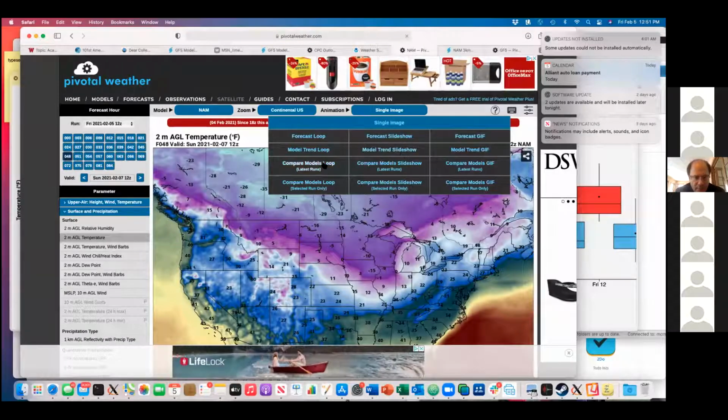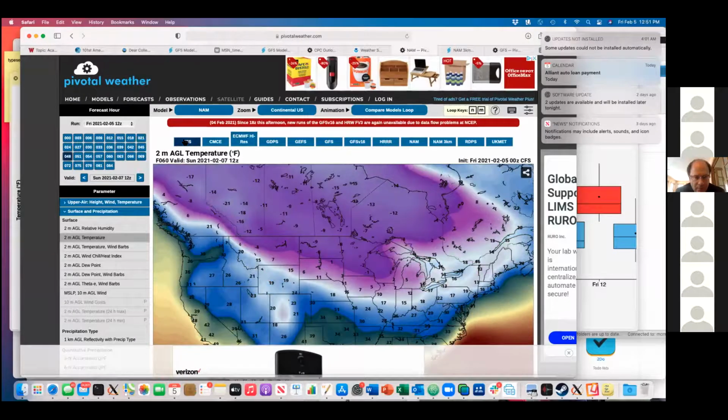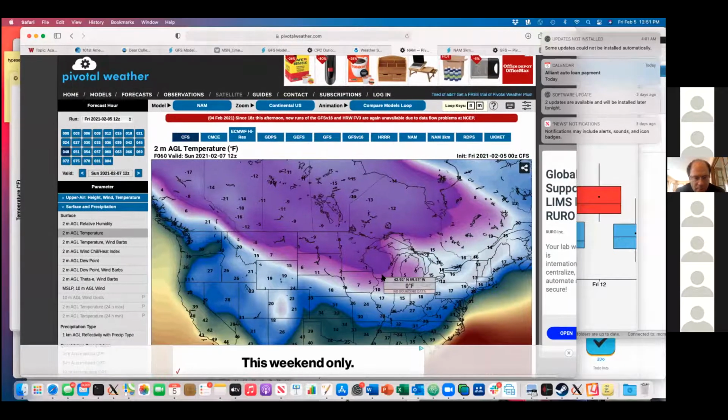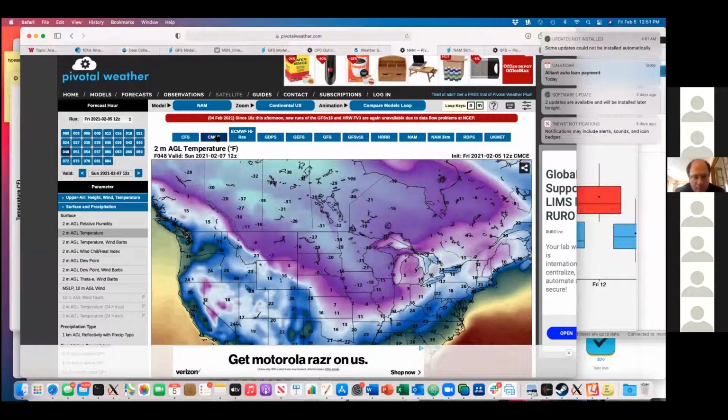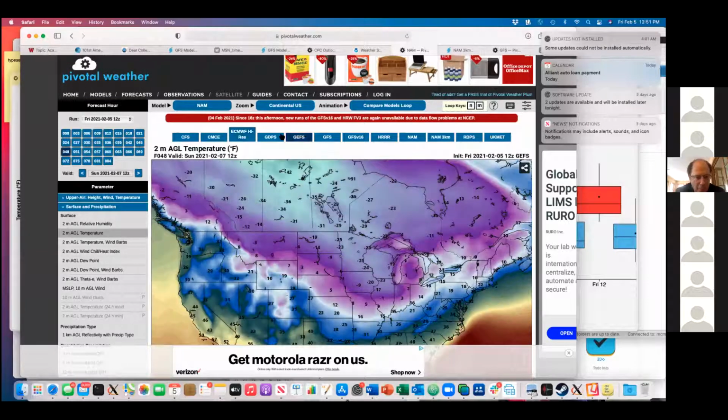I want to get the right compare models, latest runs for just 48 hours out. Okay, CFS is really low resolution, but that doesn't really matter. I think for a forecast like this, 1 degree on Sunday morning. Canadian is actually a bit colder, -15. European, about -14. GEFS probably about the same. The GFS ensemble, -24.